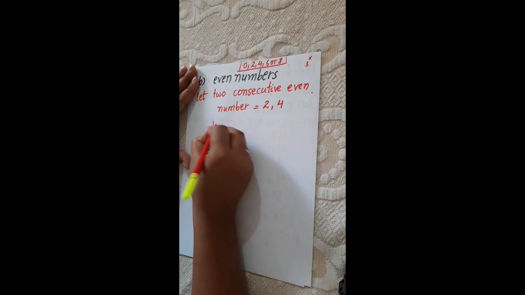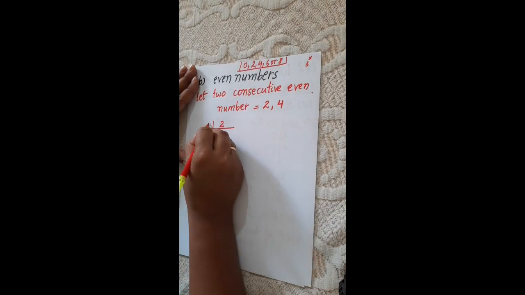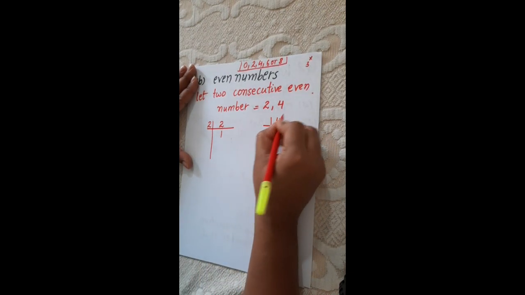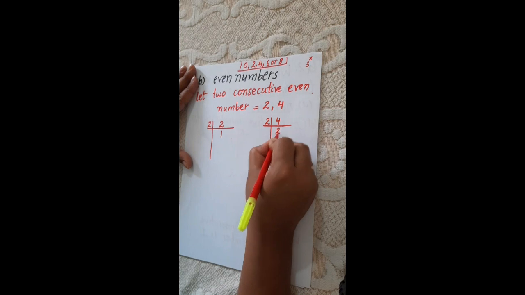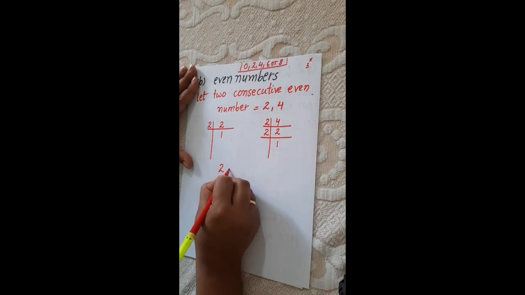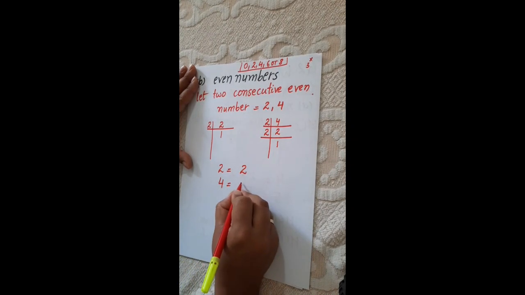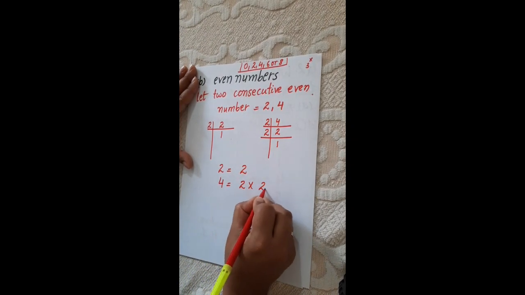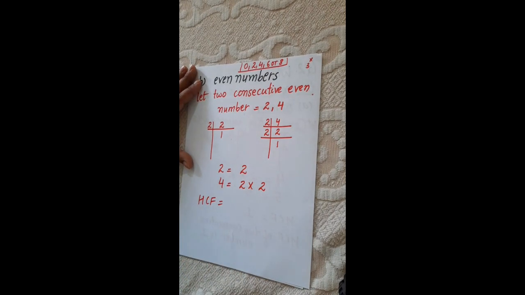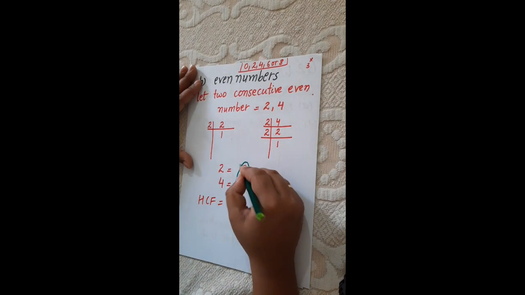To find the HCF, solve the prime factorization. Here we have 2, so 2 ones are 2. Next we have 4, 2 2's are 4, then 2 ones are 2. Here the prime factors of 2 are 2 itself, prime factors of 4, 2 into 2. Now you have to write the HCF. HCF is the highest common factor. Here the highest common prime factor is 2.